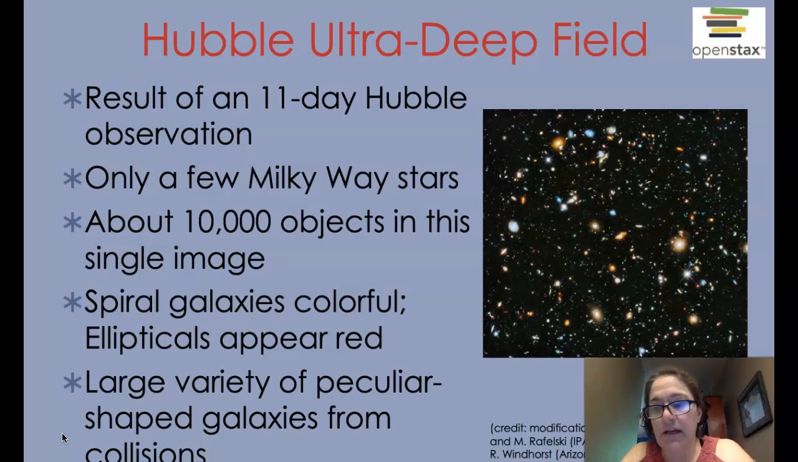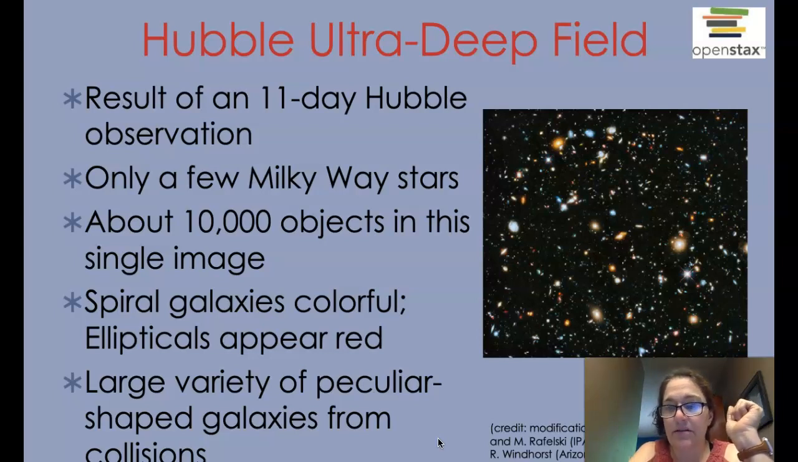So now we are looking at an image from the Hubble Ultra Deep Field. This is the result of an 11-day Hubble observation. So there's only a couple of Milky Way stars in here. You can tell stars in these Hubble Ultra Deep Field and Deep Field images because they have the points, the diffraction that makes the little cross on that star. Everything else in this image is a galaxy. Approximately 10,000 images or objects in this image.